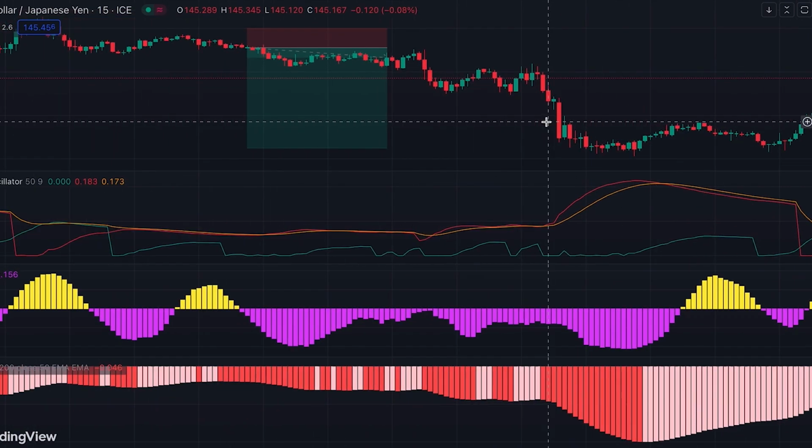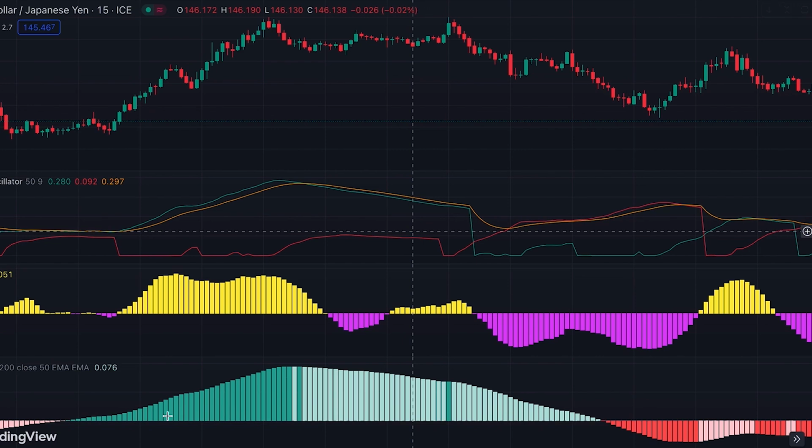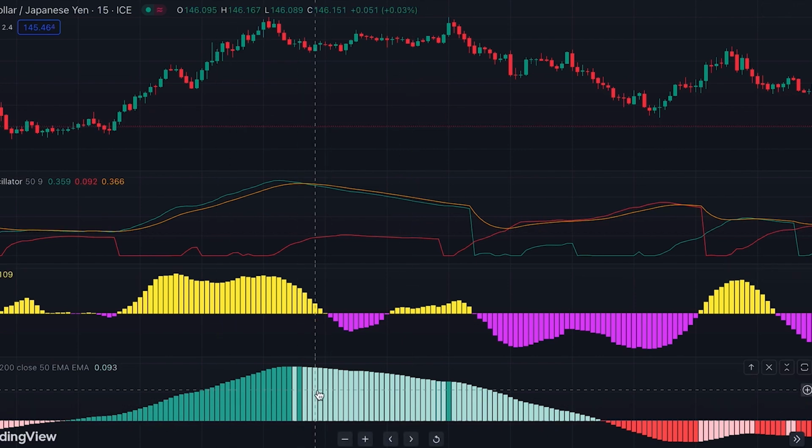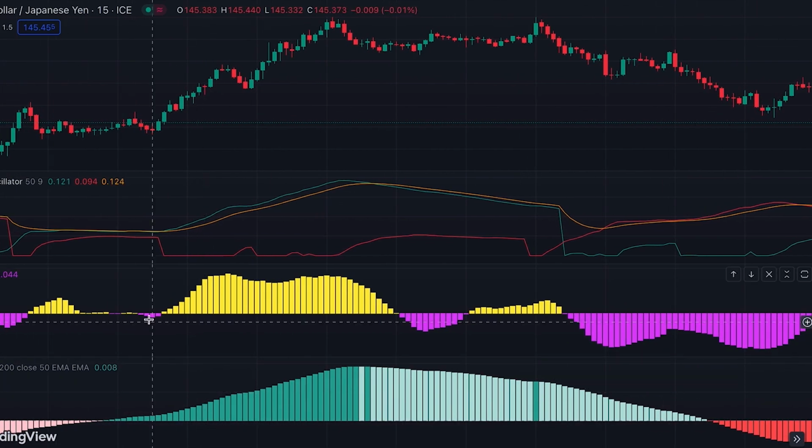Alright, moving back on the chart to show you some more examples. Here in this part, you can see that the MACD histogram is green, which is telling us that the market is in an uptrend. In this situation, we wait for the times that this indicator becomes purple and then yellow. When it becomes purple, it shows a possible pullback, and when it becomes yellow, it shows that the pullback probably ended.